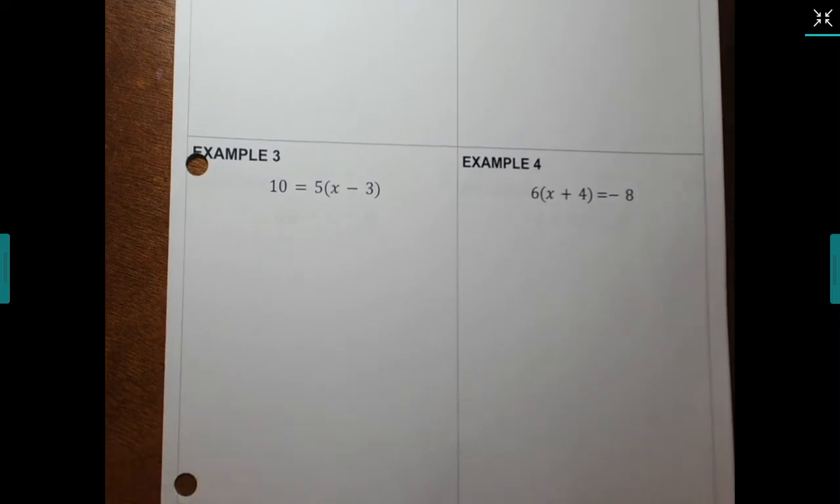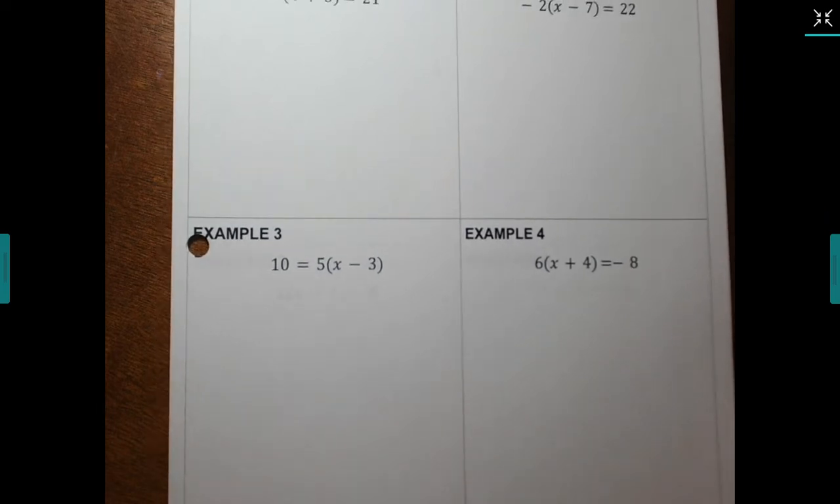Okay, let's see if we got it in us. What do y'all think? I believe in us. I believe in y'all. I don't know. It's almost 7 o'clock at night. I don't know what I believe in right now. I'm not going to lie.